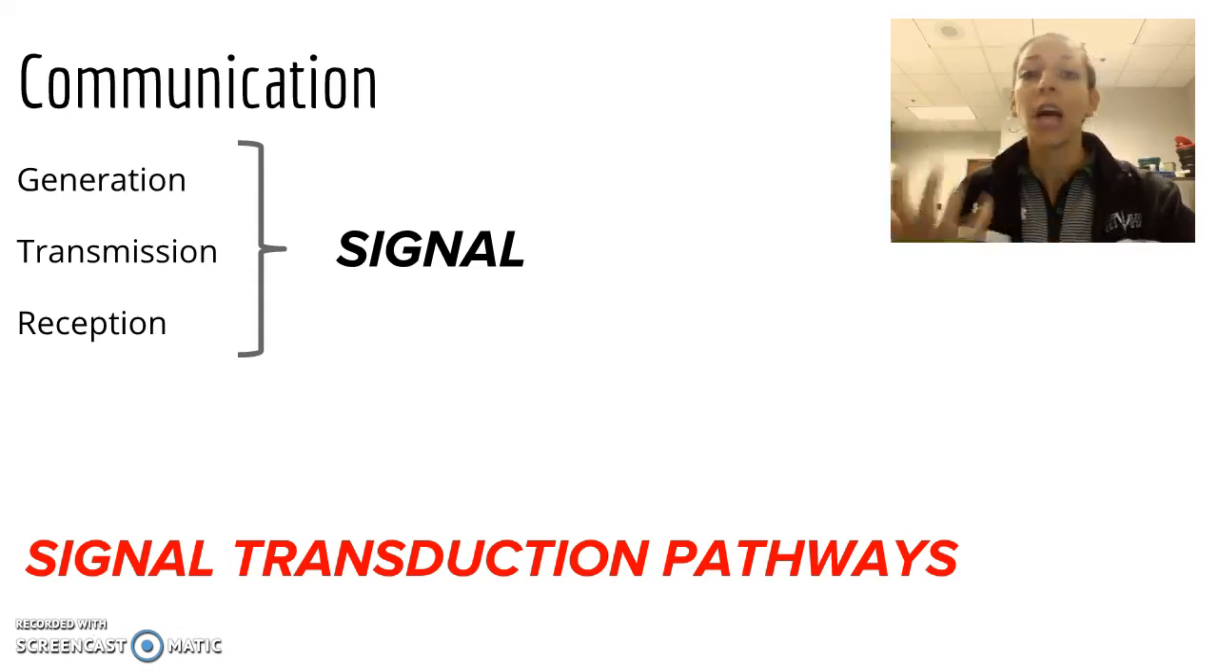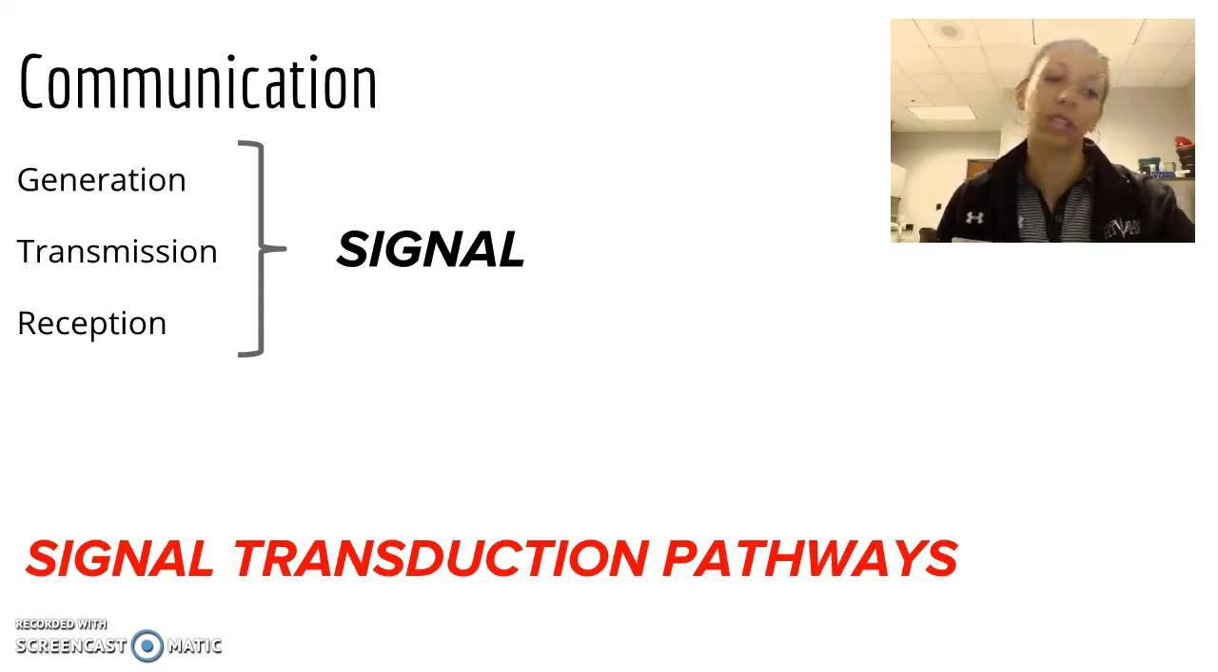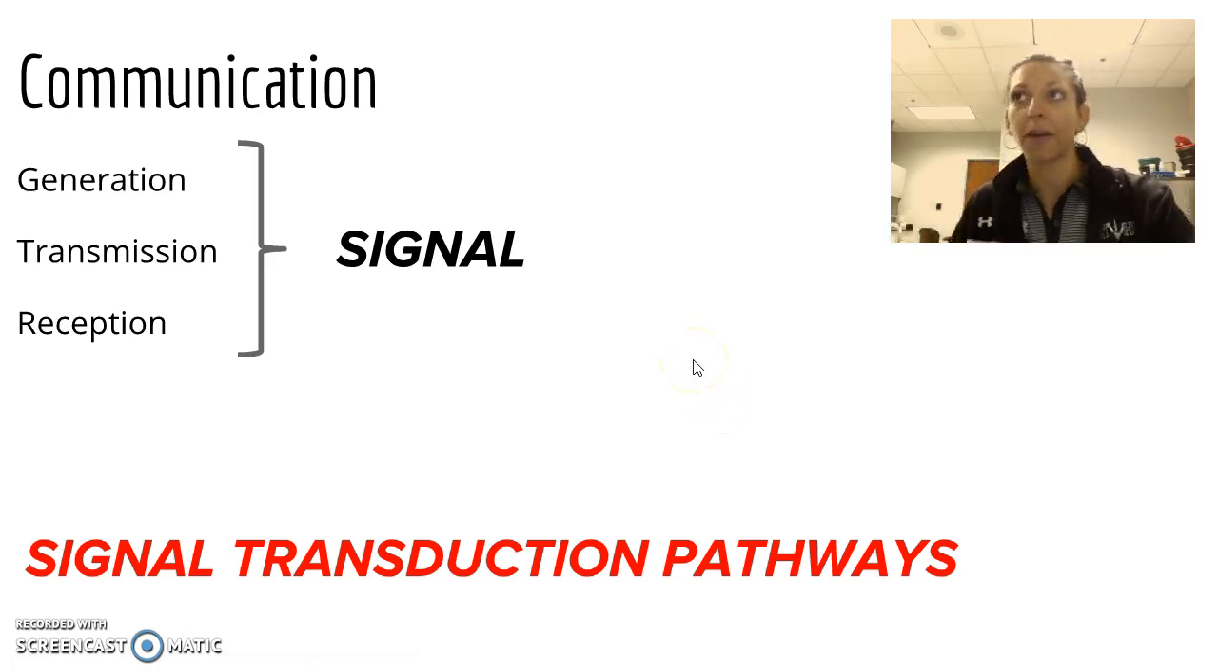And a signal is just some sort of chemical compound, generally a chemical molecule, but it can also include the direct detection of something like an environmental factor like light or sound or temperature. And all these pathways that are going to cause a change within an organism or within a cell are called signal transduction pathways.